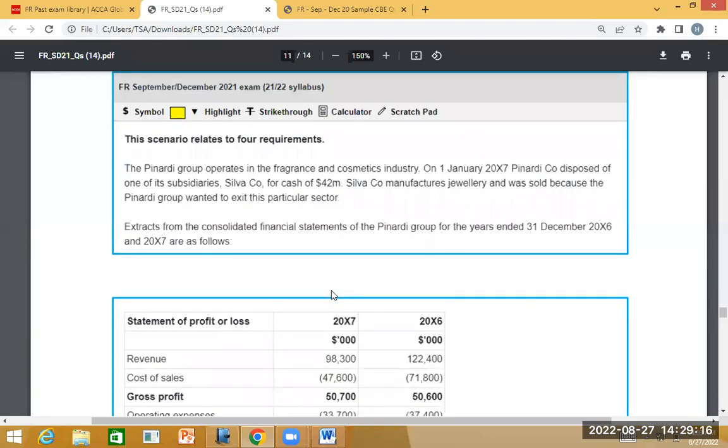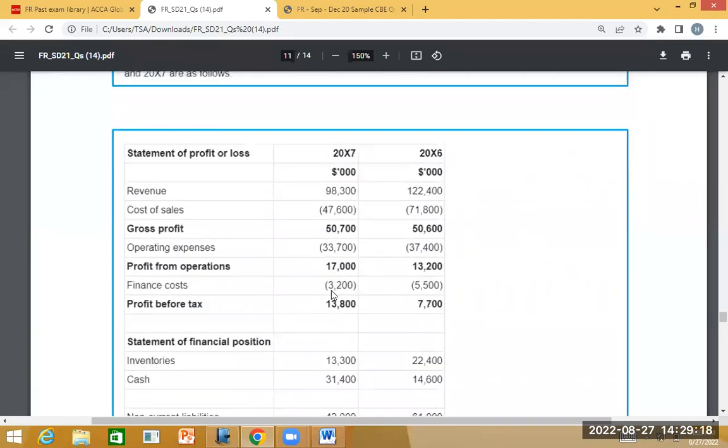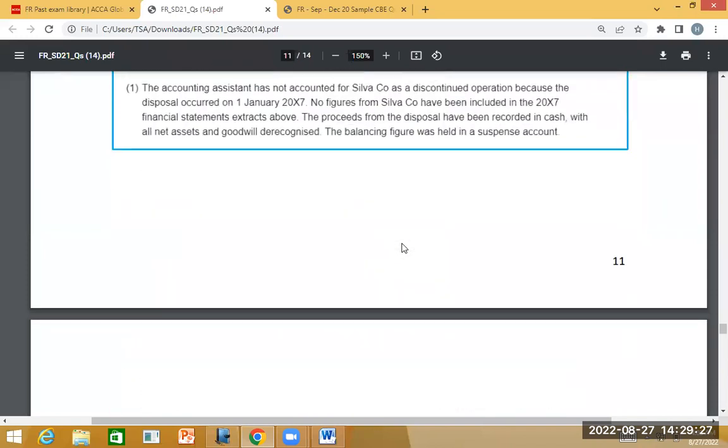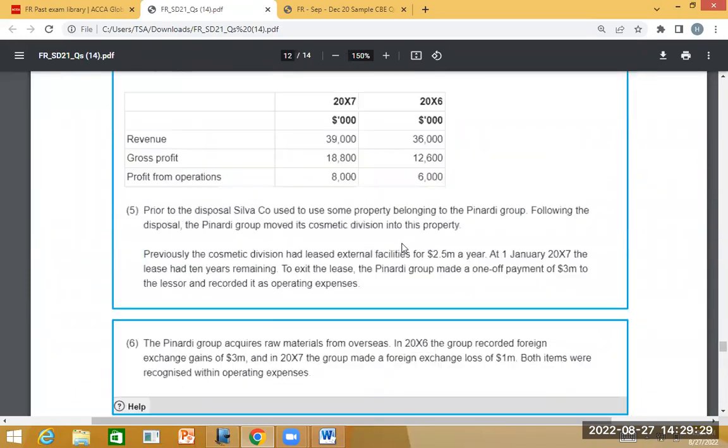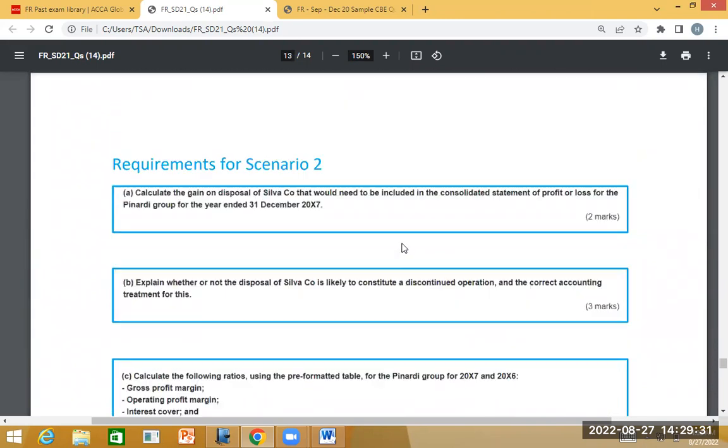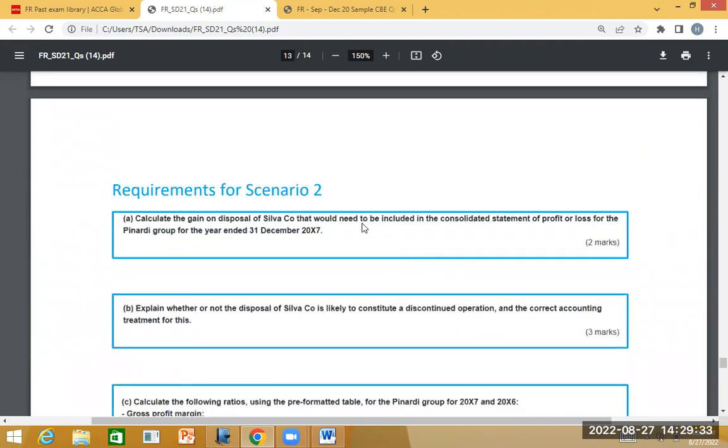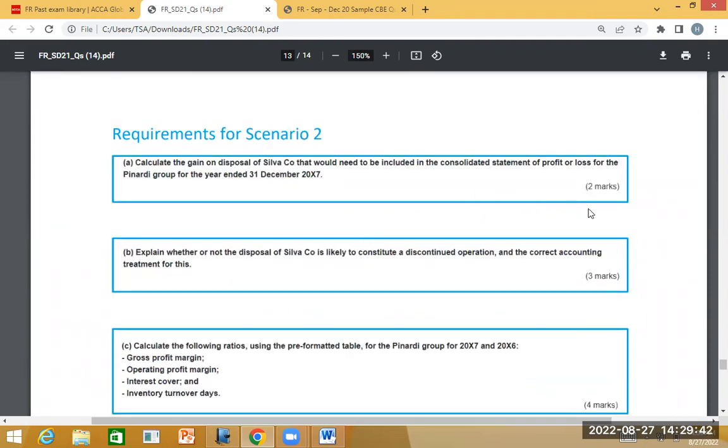Okay, when you see the question, you'll find the overall structure remains the same. Mostly the data remains the same. In fact, the structure of the data. So the first requirement is to calculate the gain on disposal of the silver company. That would need to be included in the consolidated profit and loss. So now we are not working on it right now.